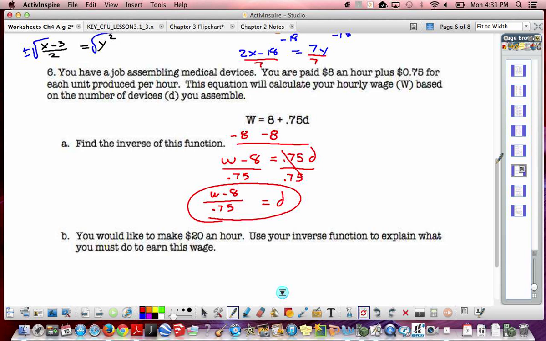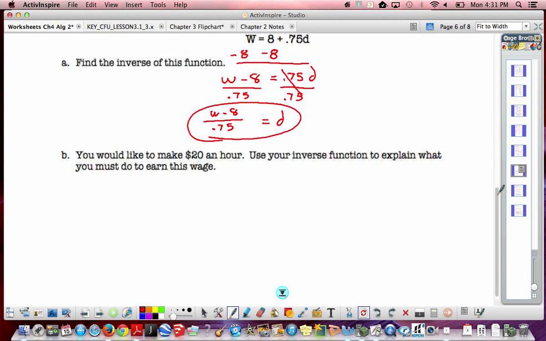Okay. So now, part B says you would like to make $20 an hour. Use your inverse function to explain what you must do to earn this wage. So what this allows me to do is, since W, or my wage, is $20 an hour, I'm going to put that in for W. So 20 minus 8 divided by 0.75 is equal to how many devices I need to make.